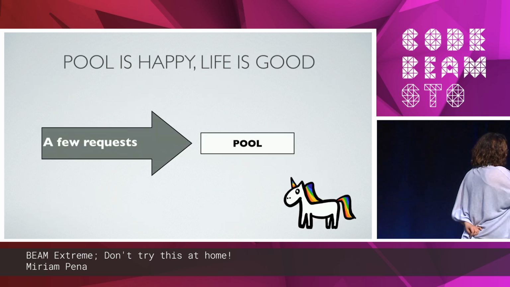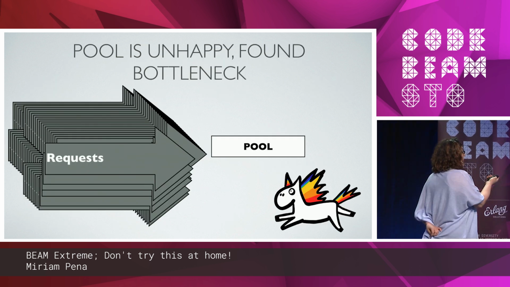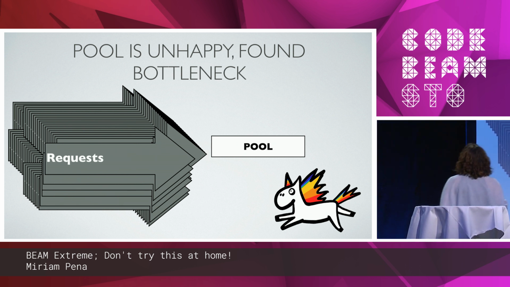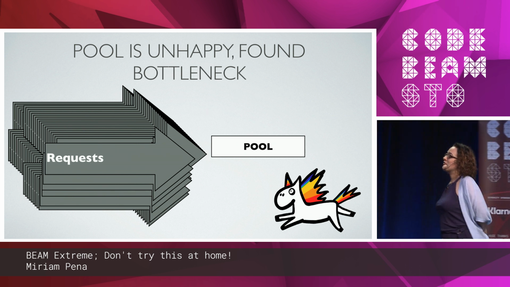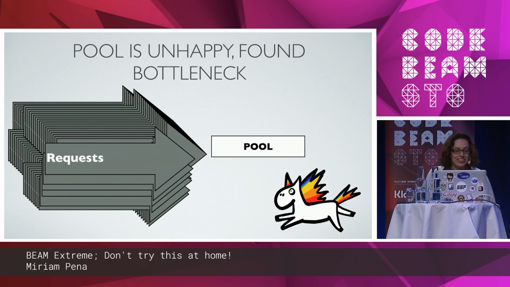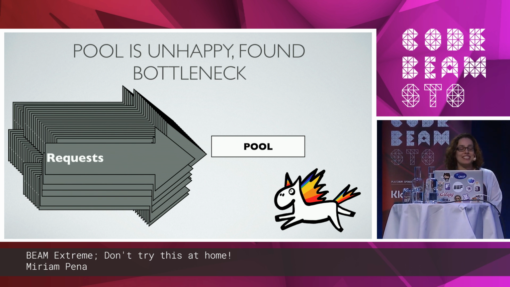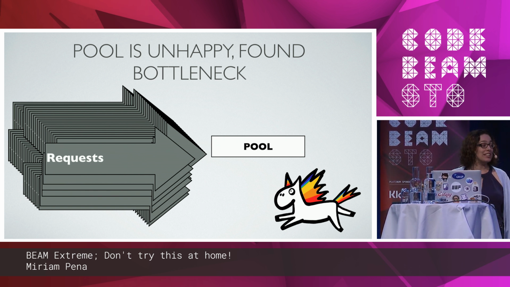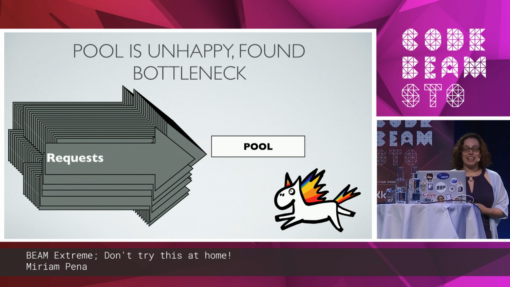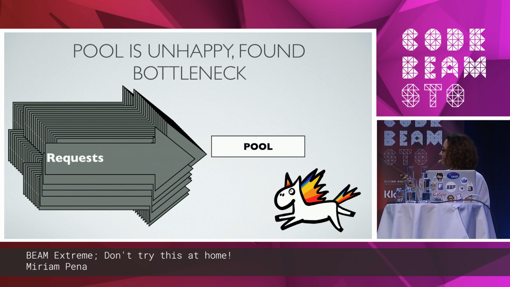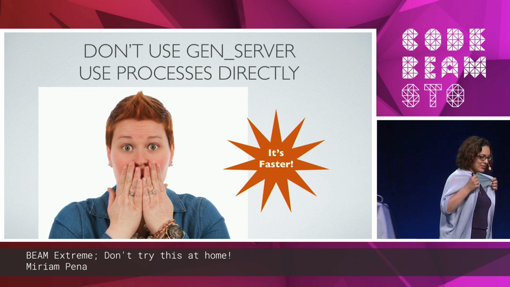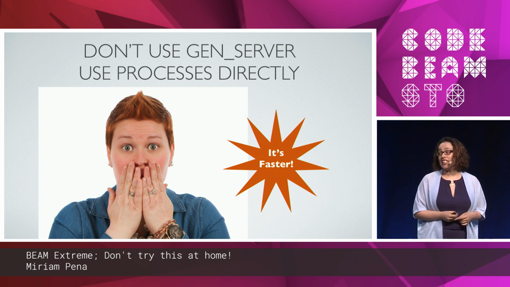However, when you have a bunch of requests, the pool becomes a bottleneck. And that's not great. Think about 1 million requests. So what can you do? Well, you can avoid unnecessary indirections on critical components by making the pool faster. Because high-level libraries add unnecessary computation. Basically, don't use a gen_server for that process. Use the process directly, because it's really faster.